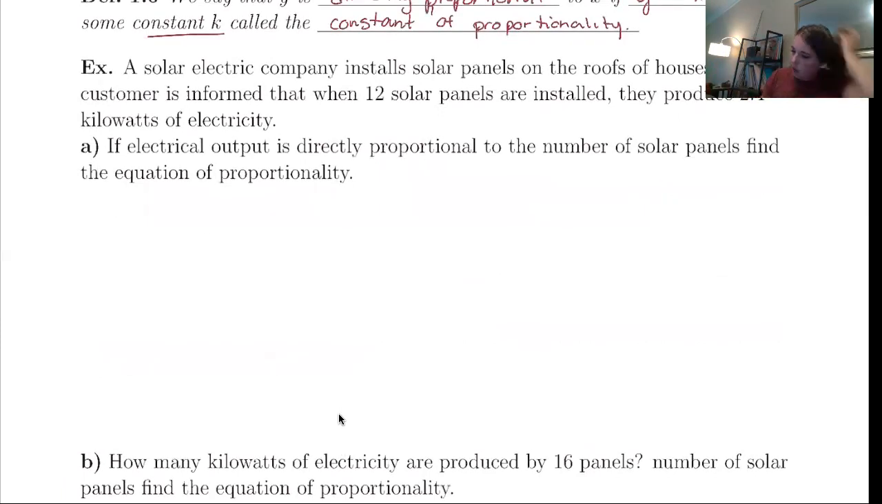A solar electric company installs solar panels on roofs of houses. Super cool. A customer is informed that when 12 solar panels are installed, they produce 2.4 kilowatts of electricity. Wild.